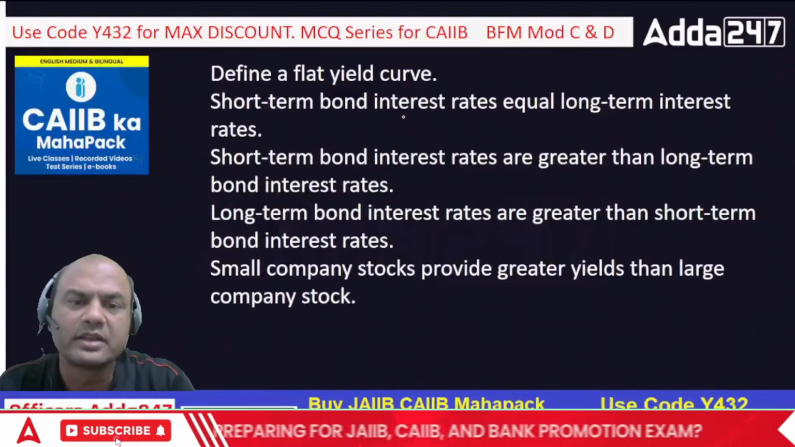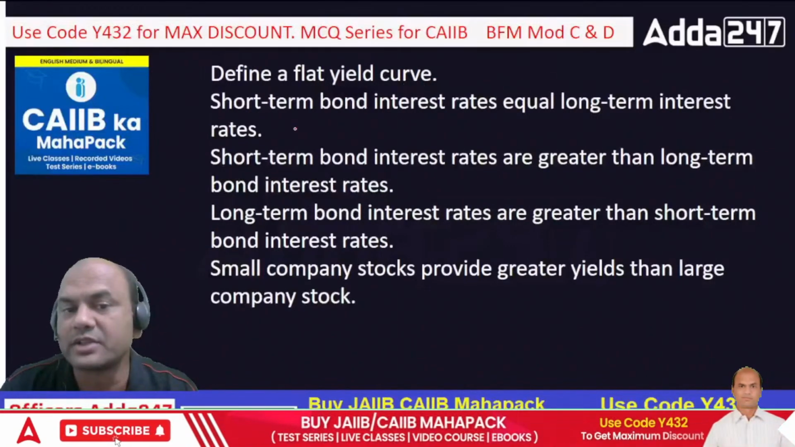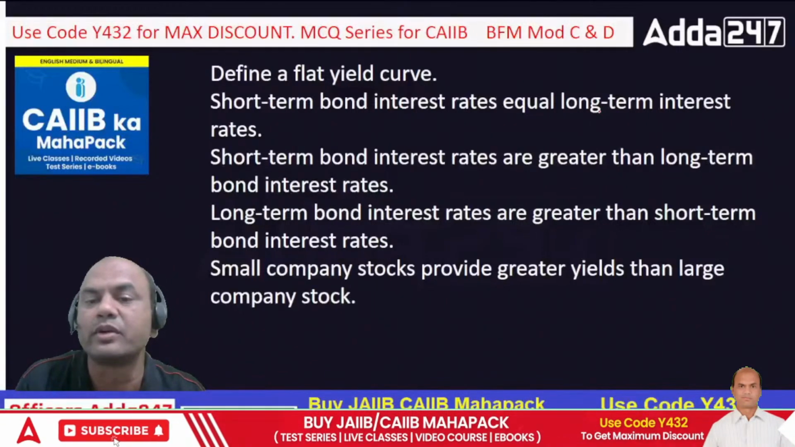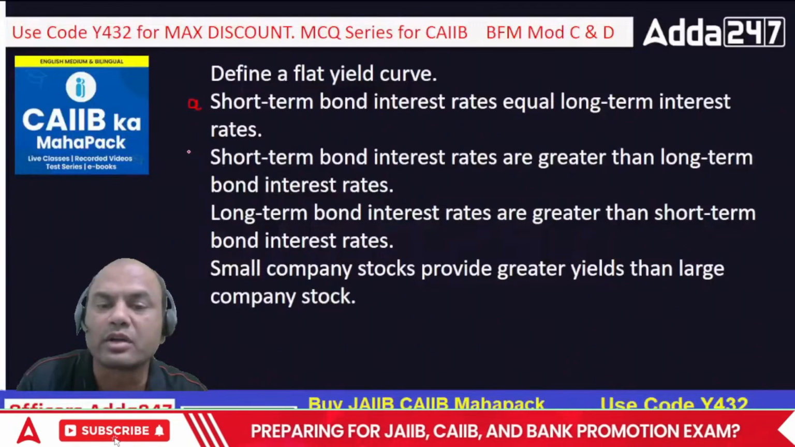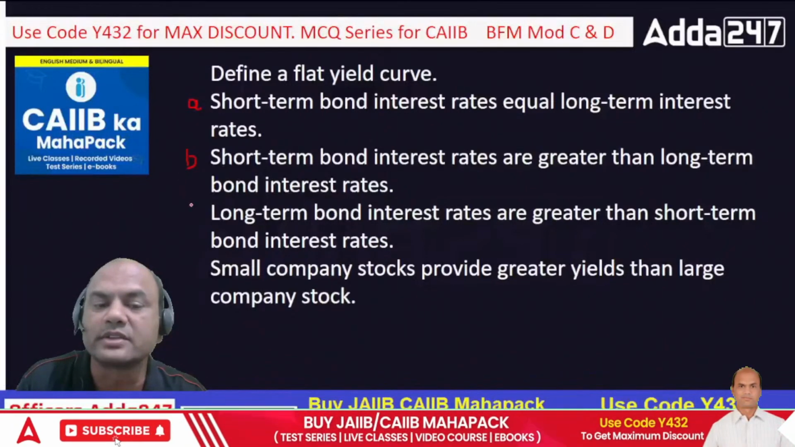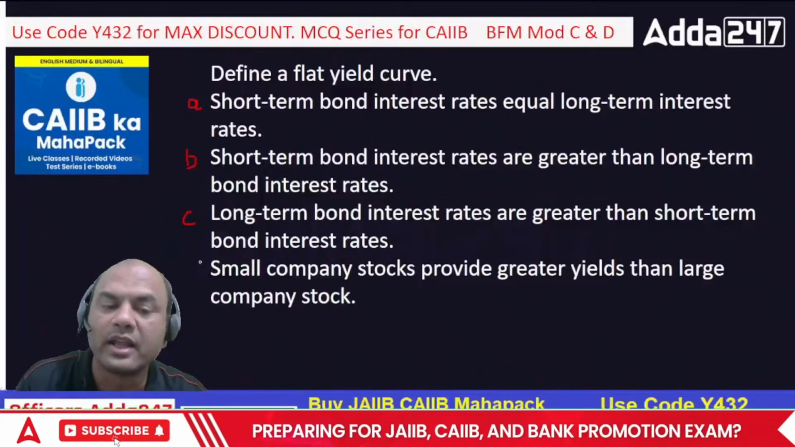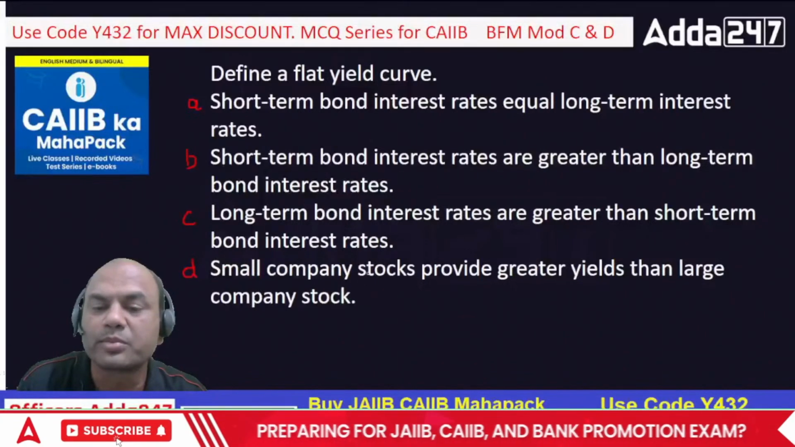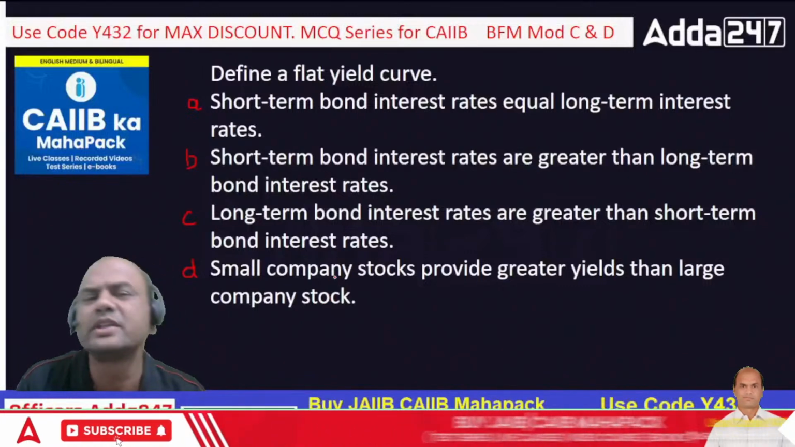Next one. Define a flat yield curve. Flat means, just now we saw that flat. A. Short-term bond interest rates equal to the long-term bond interest rates. B. Short-term bond interest rates are greater than the long-term bond interest rates. C. Long-term bond interest rates are greater than the short-term bond interest rates. And D. Small company stocks provide greater yields than large company stocks. So which is the correct answer?